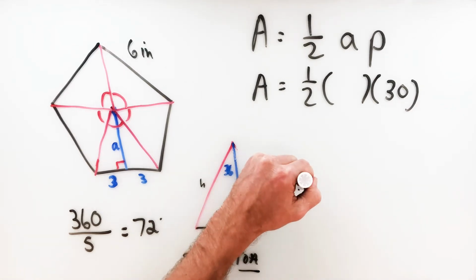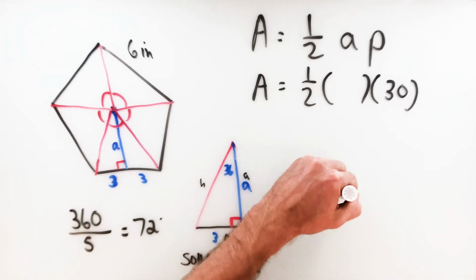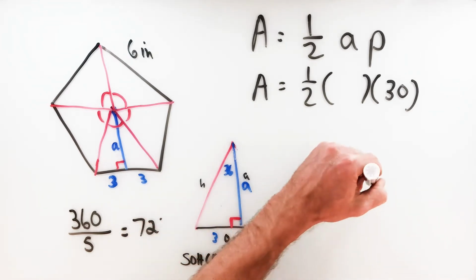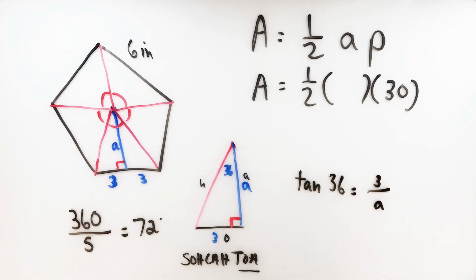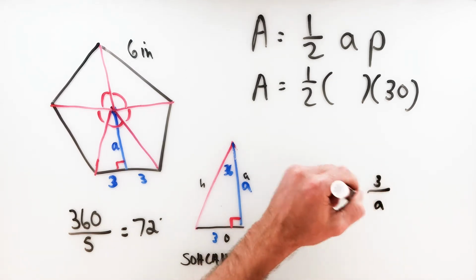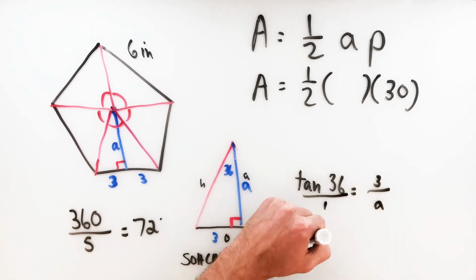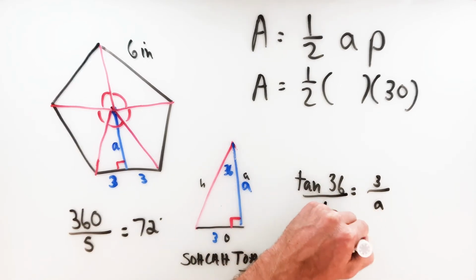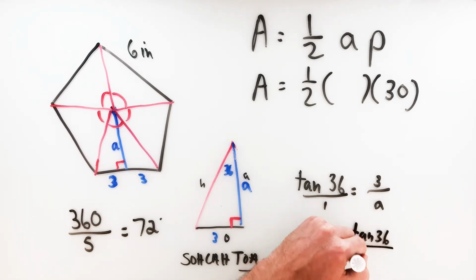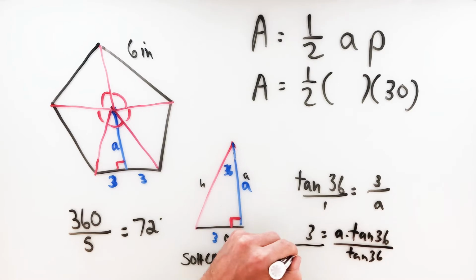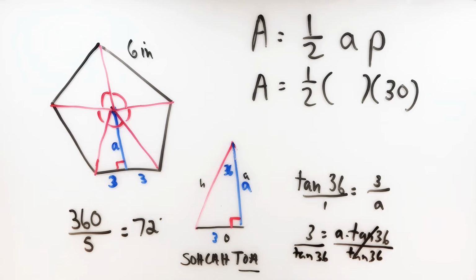I can write it out as tangent of my angle, 36 degrees, equals the opposite leg, which is 3, over the adjacent leg, which is my missing apothem. I'm going to put tan 36 over 1 to create my proportion, and then take the cross product. So 3 times 1 is 3. A times tan 36 is just A times tan 36. And then last step, to solve for A, I'm going to divide both sides by tangent 36. So tan 36 over tan 36 is 1. 3 divided by tan 36 is what I'm looking for.